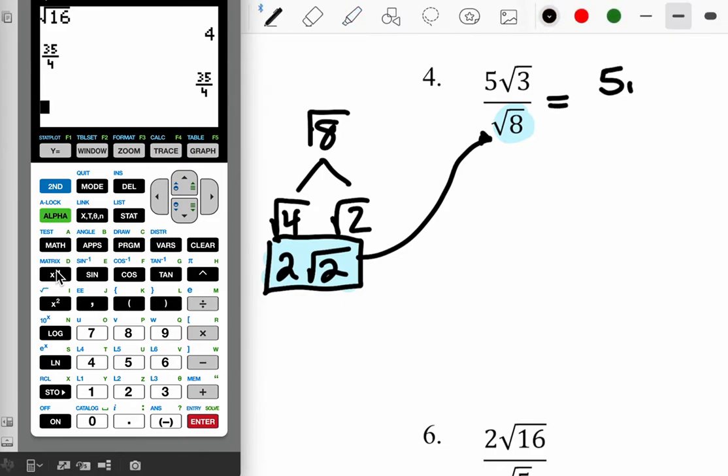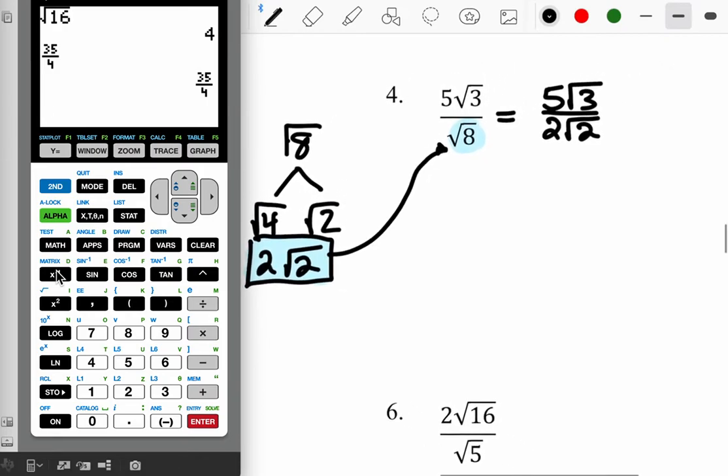So 5 radical 3 over radical 8 is equivalent to 5 radical 3 over 2 radical 2. So now it's simpler, believe it or not. It doesn't look simpler, but it is. But I need to have a rational denominator, meaning the radical that's in the denominator has to go. How do we do that? We multiply top and bottom of the fraction by the radical we want to get rid of.